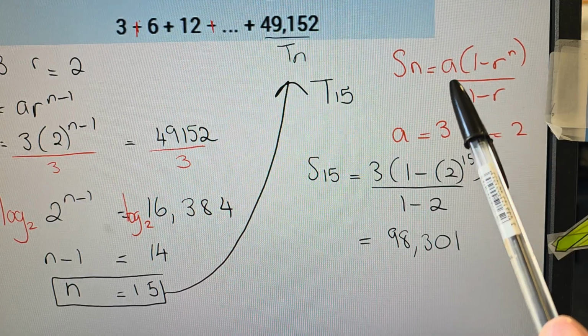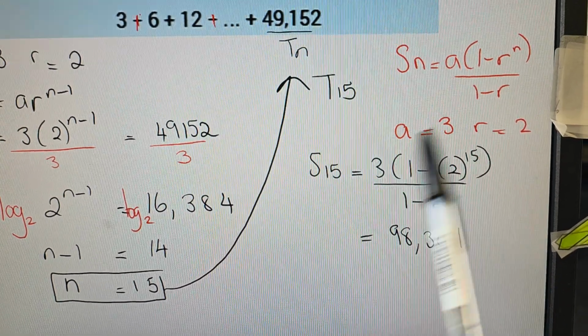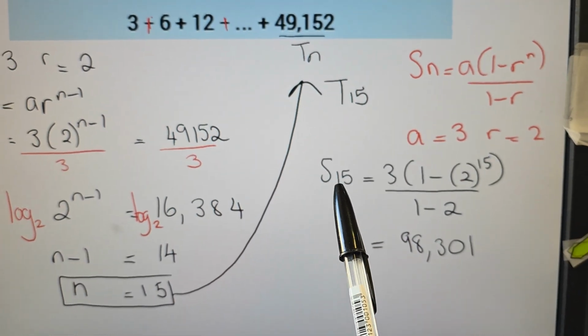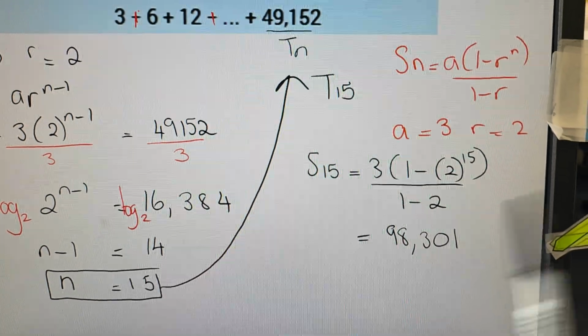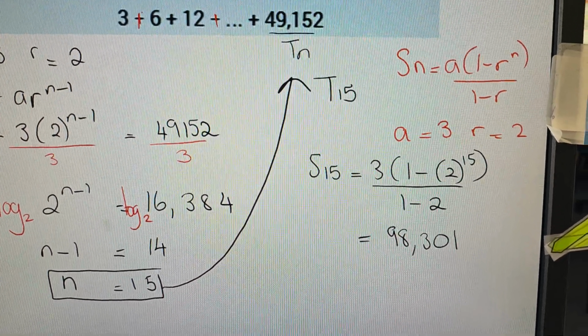Okay, so S of n formula from the log tables. A is 3, r is 2, and n was 15 for the first 15 terms. Sub it in and you should get out 98,301.